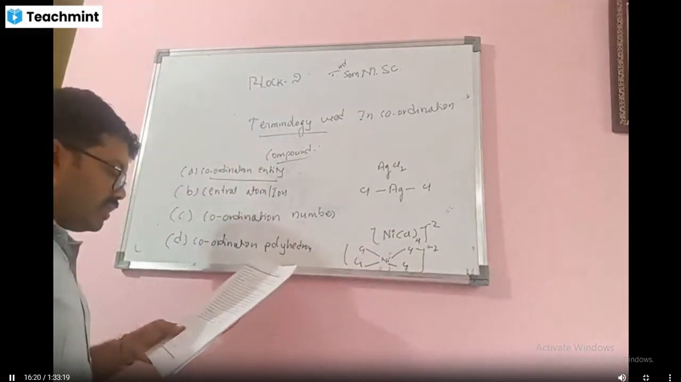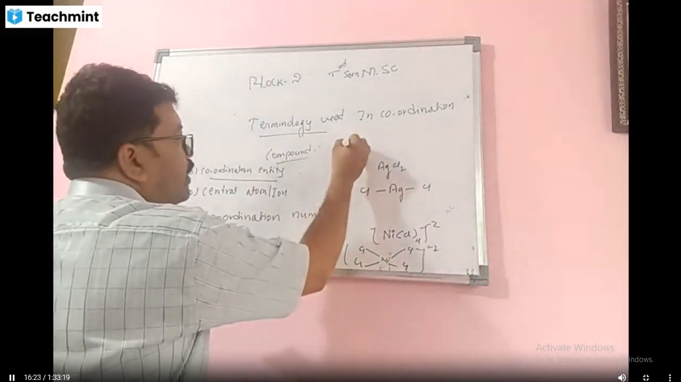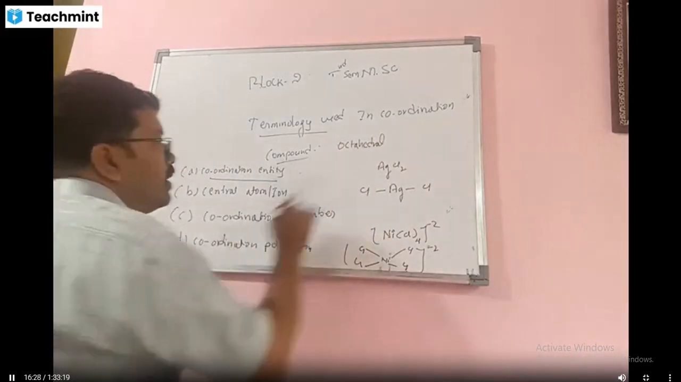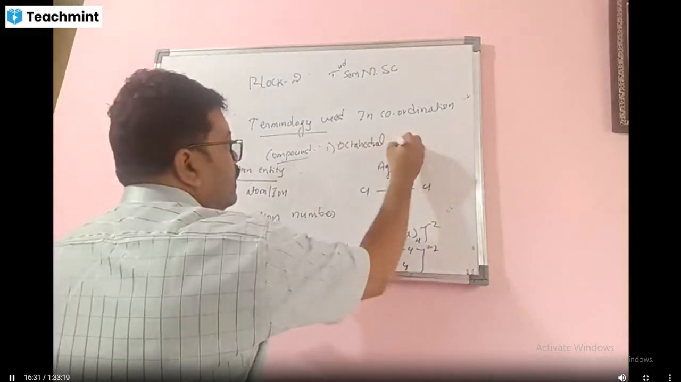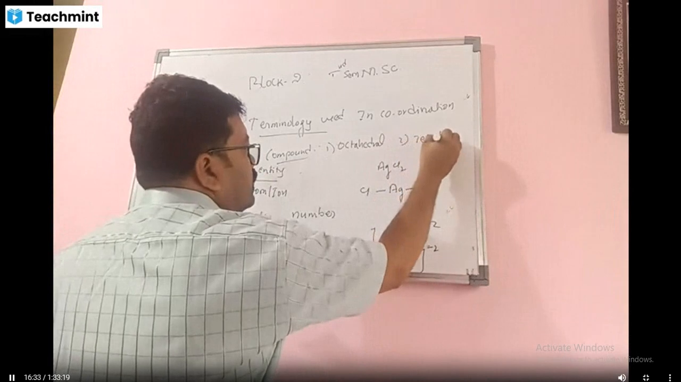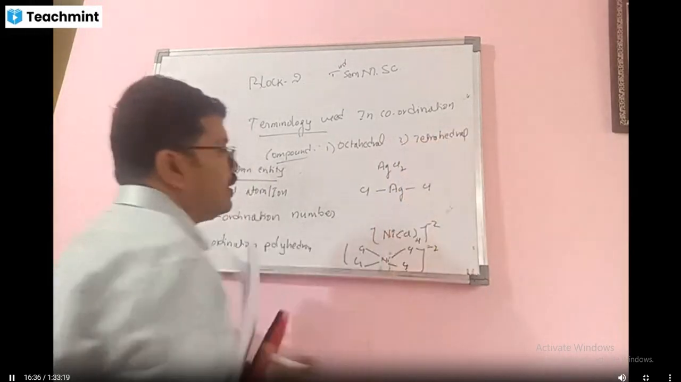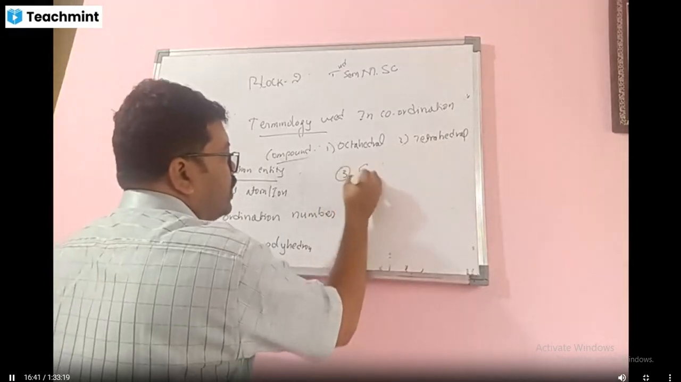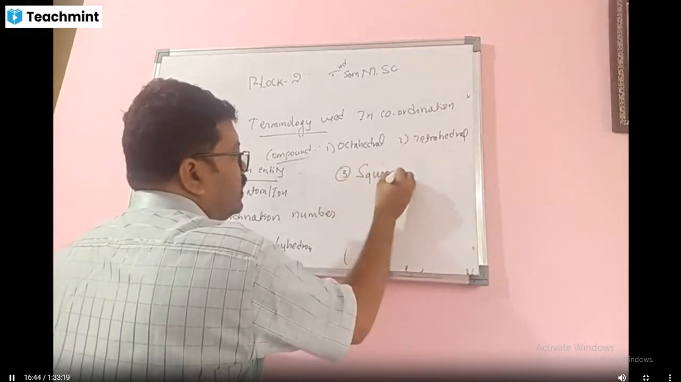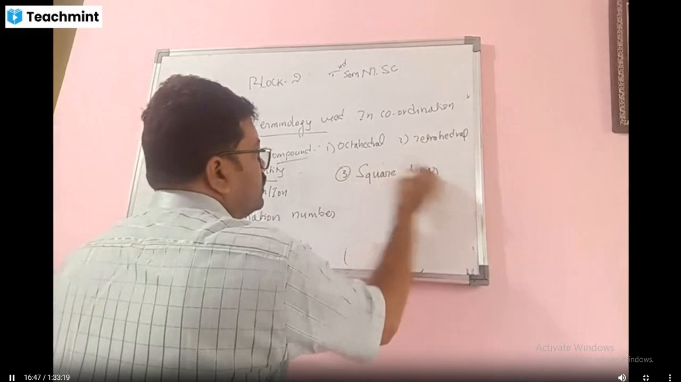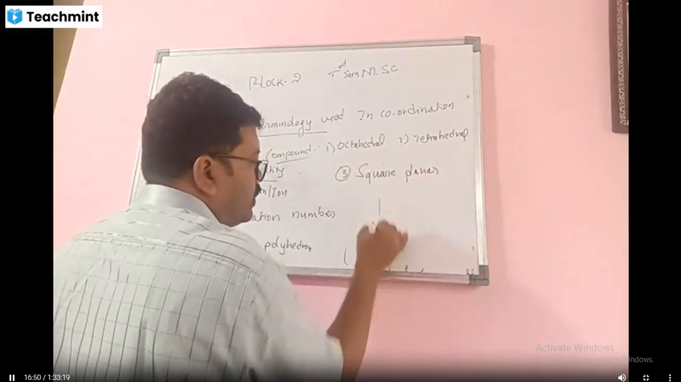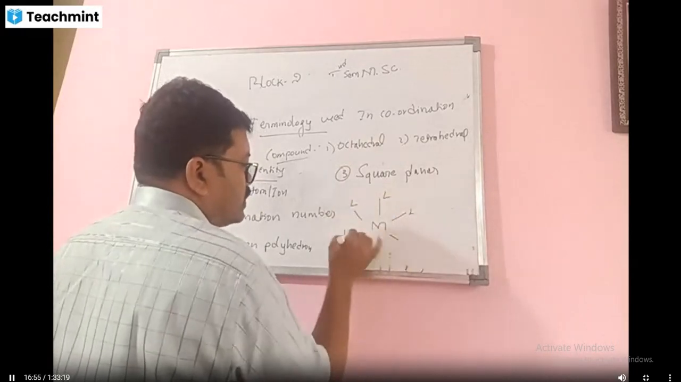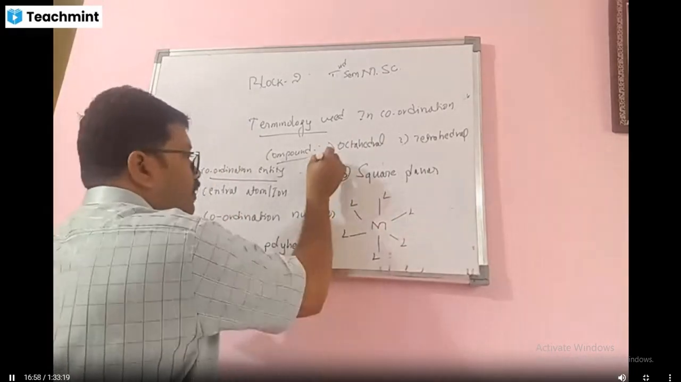The most common coordination polyhedra are octahedral, tetrahedral, and square planar, which we already discussed. Octahedral is very important. In the octahedral structure, the metal is attached to 6 ligands. Metal attached to 6 ligands is called octahedral.